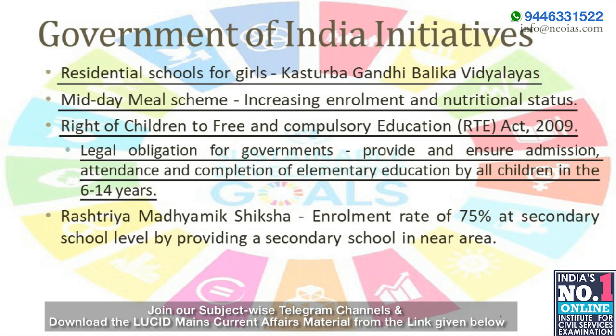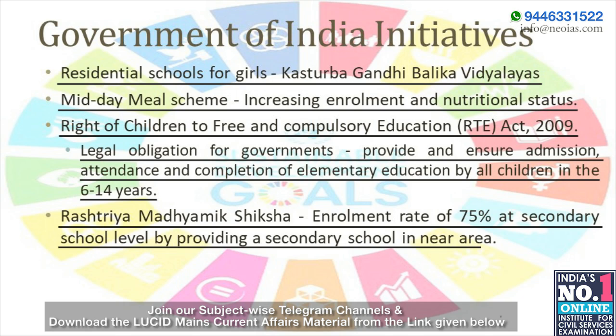Also, to improve access to secondary education, Rashtriya Madhyamik Shiksha Abhiyan was launched in 2009 to achieve an enrollment ratio of 75% at secondary school level by providing a secondary school within reasonable distance of habitation.